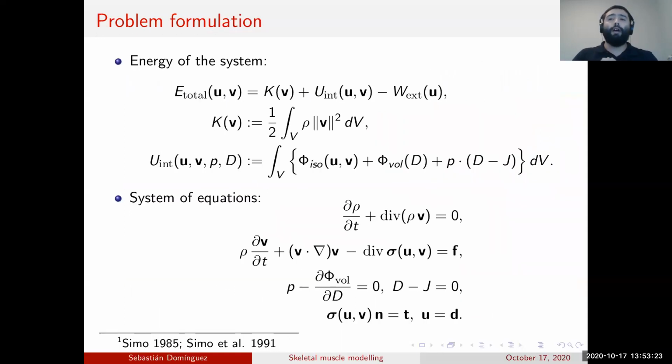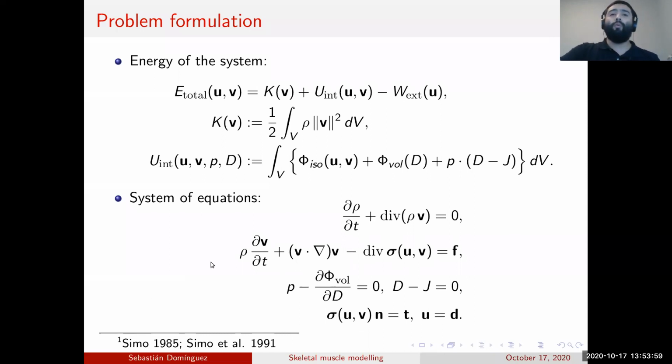Okay, so how to formulate this problem? If we go back to continuum mechanics, probably in undergrad or grad school, a general solid mechanics problem looks like this, something like the first two equations. There is a mass conservation and then you have the balance of forces, right? But in our model, we based our formulation on work done by Simo in the 80s and 90s, early 90s, okay?